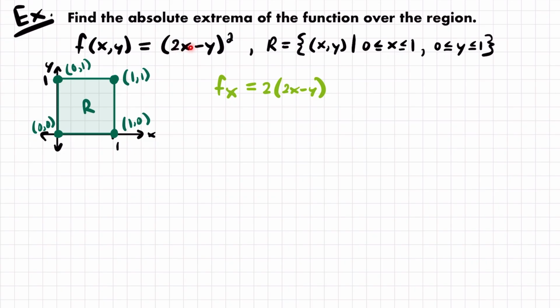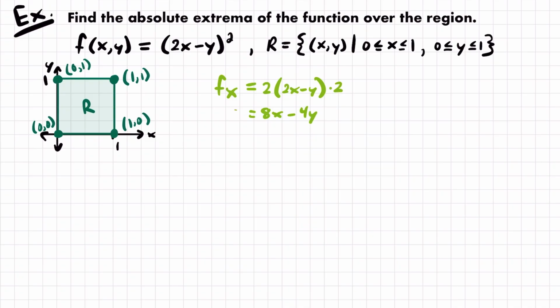And the derivative of 2x minus y with respect to x will just be 2. The derivative of 2x is 2, and the derivative of negative y is 0 because y is a constant with respect to x. All right, so we multiply by 2, and so simplifying, 2 times 2 is 4, so distribute 4 through this quantity, and you will get 8x minus 4y.